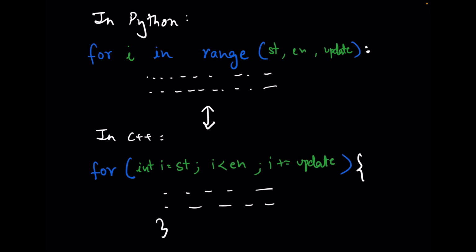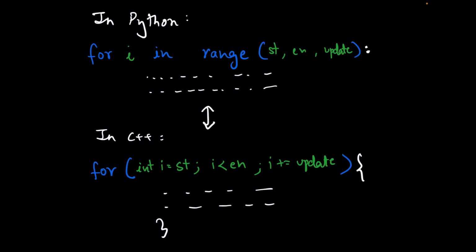In C++, if you look inside the parentheses of for, the first statement is int i equals st. This statement initializes the value of i to st. That means the first value of i will be st when it enters the loop, right? Now after one iteration of the loop, the next value that i takes will be increased by update, because the update statement here is i plus equals update. So the new value of i will be st plus update, right?